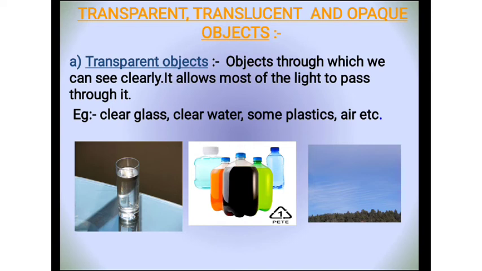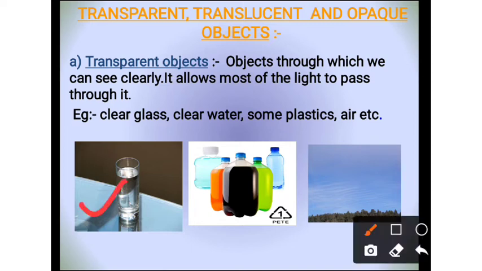So the first one is transparent objects. Transparent objects are those objects through which we can see clearly. It allows most of the light to pass through it. Example is clear glass, as you can see here also. Some plastics also are transparent objects because we are able to see the objects through them clearly.